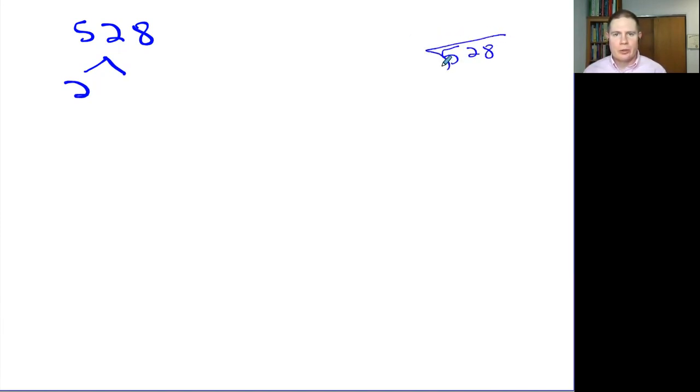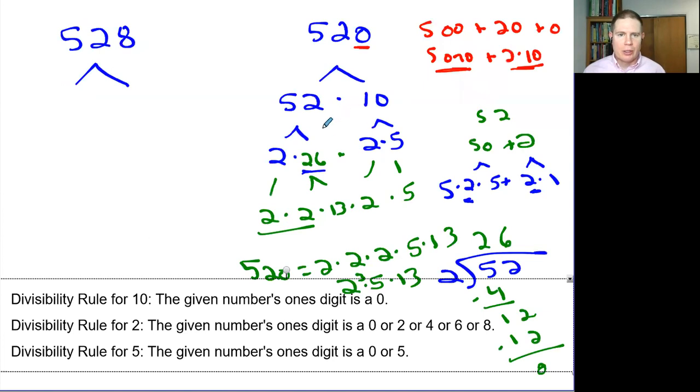528 divided by 2. 2 goes into 5 a few times. 2 times 2 is 4. Bring down the 2. 2 goes into 12 6 times, because 2 times 6 is 12. I get no remainder, but I'm not done because there's still a digit here, right? 2 times 260 would be 520. That's what we saw over here, right?